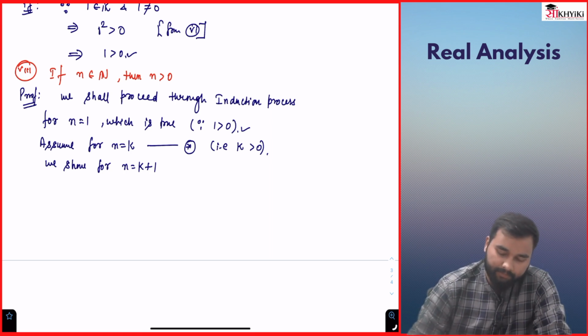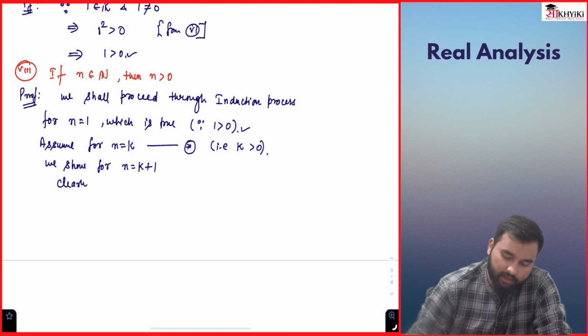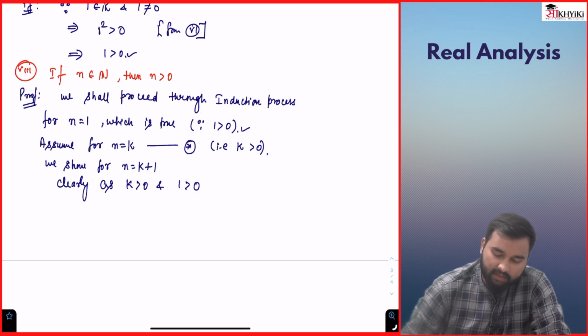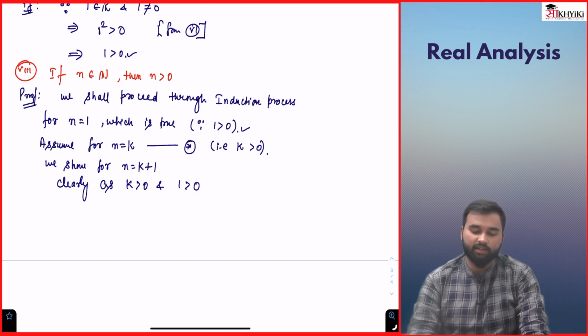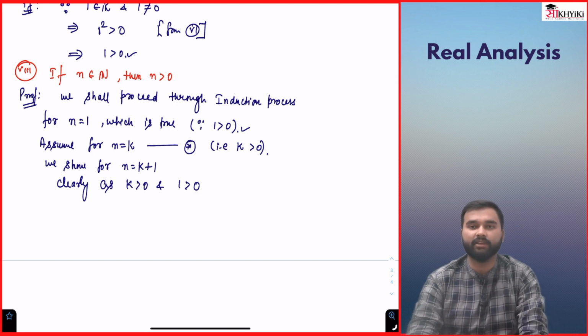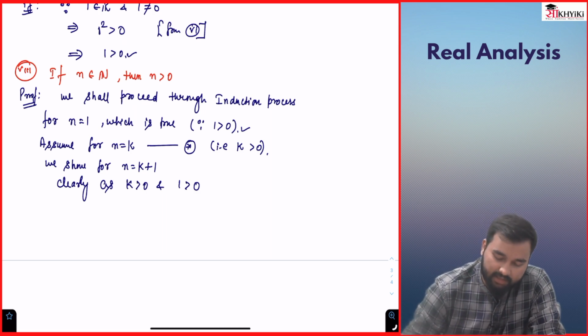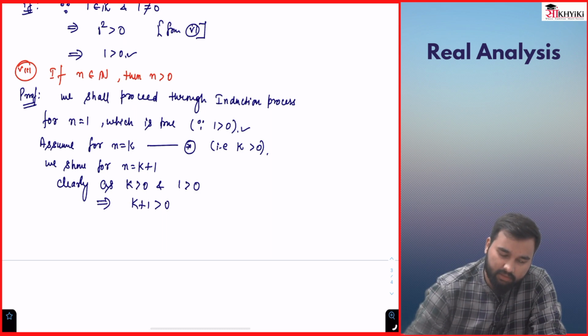Okay, now see clearly. Yes, as k is greater than 0 and 1 is greater than 0. Why k is greater than 0? From our assumption in the second step. Okay, and since k is greater than 0 and 1 is greater than 0, both are positive real numbers. Again, applying the sum property of positive real numbers, क्या मिलेगा हमें यहाँ से? We get k plus 1 must be greater than 0.